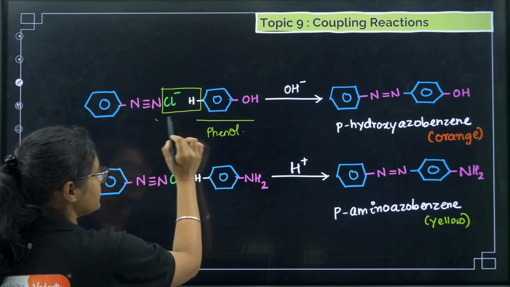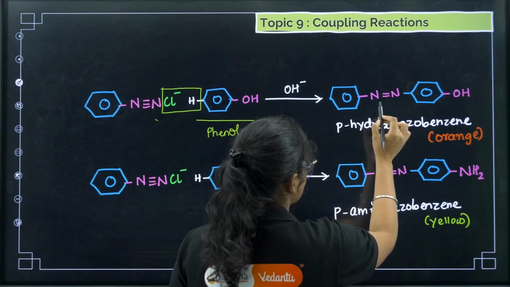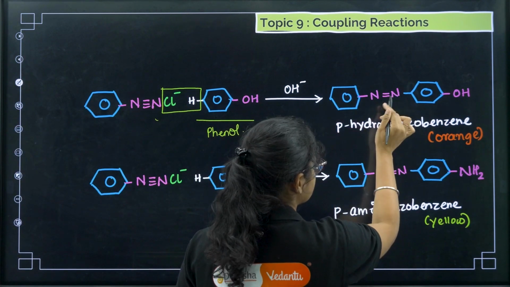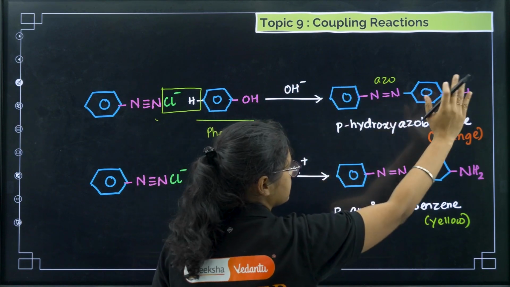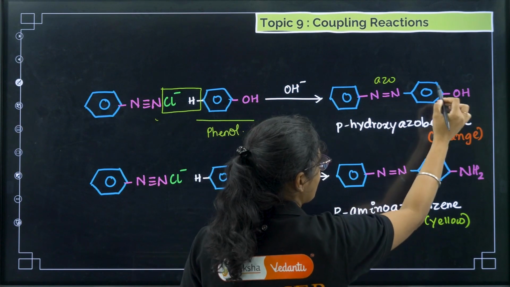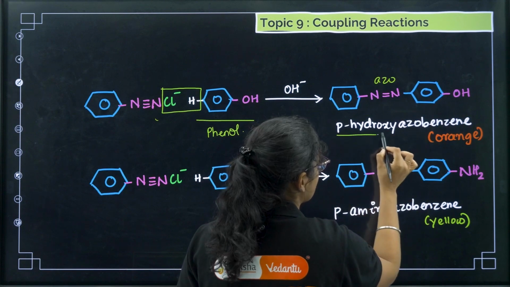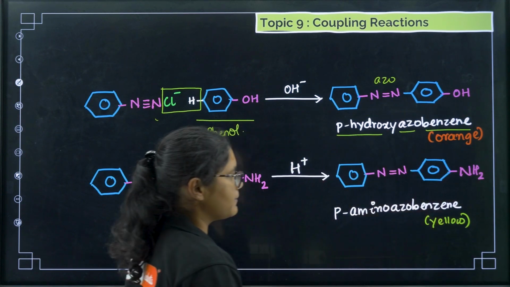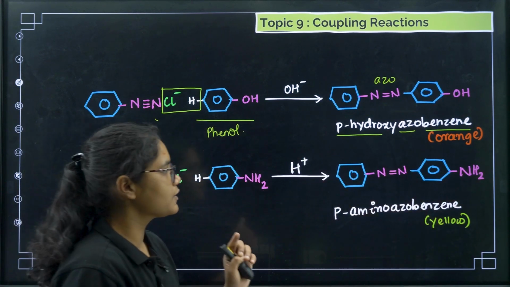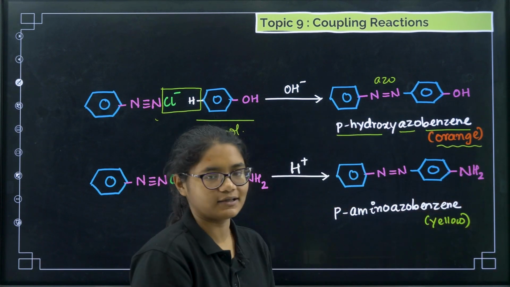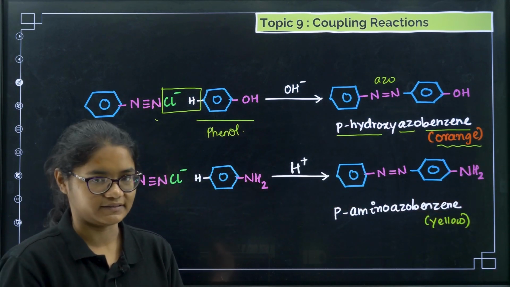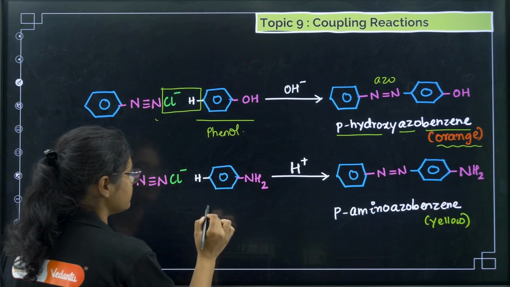So we will get this benzene ring, then this is your azo bond, this part is called azo, and then whatever is left is present on this side. So this is called para-hydroxyazobenzene. Now the color of this compound is very important, you should remember, it is orange in color, para-hydroxyazobenzene. Now you can also react this one with aniline.